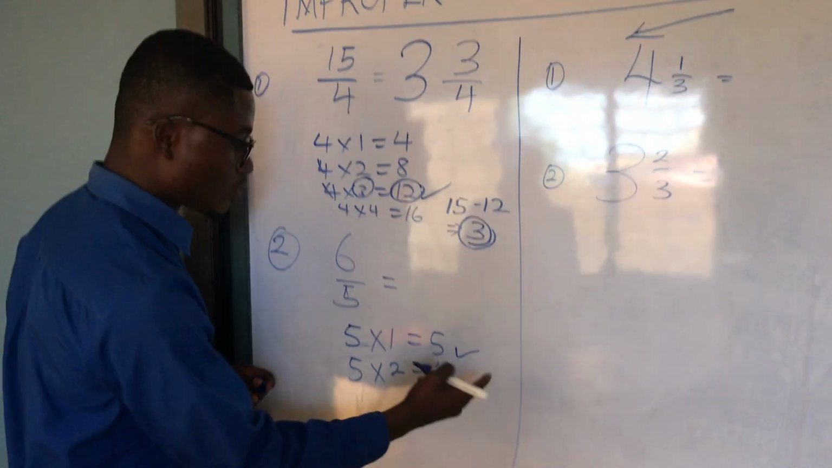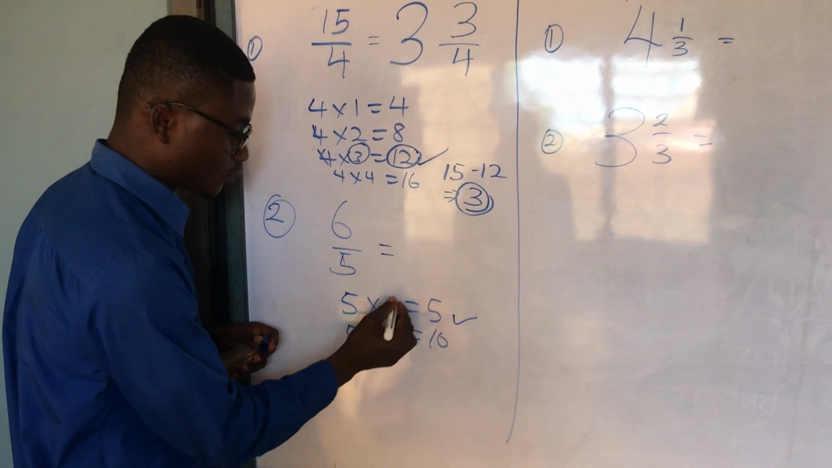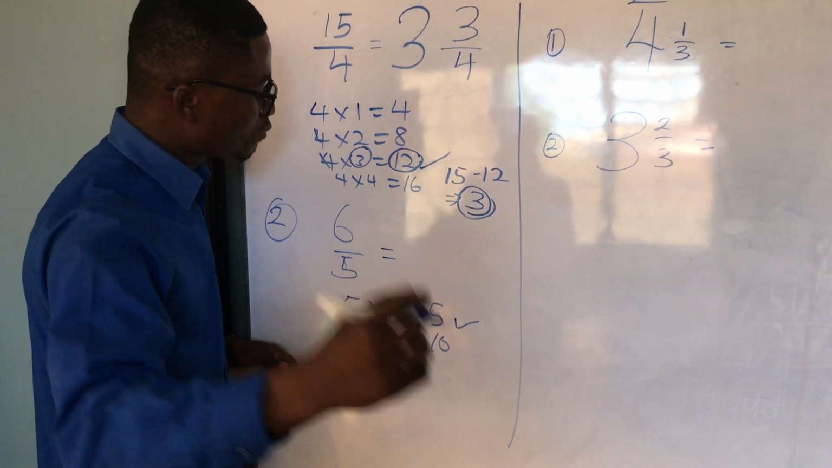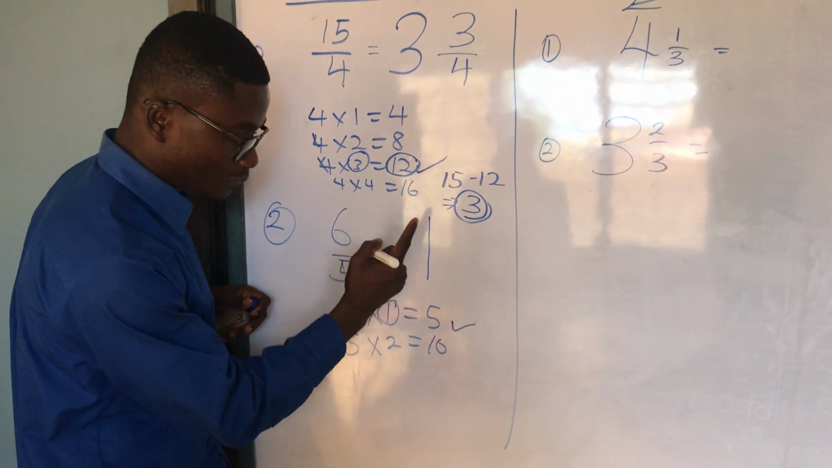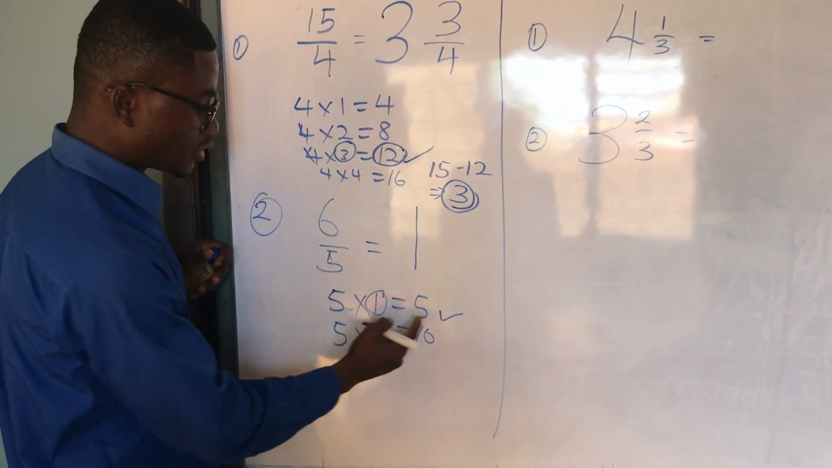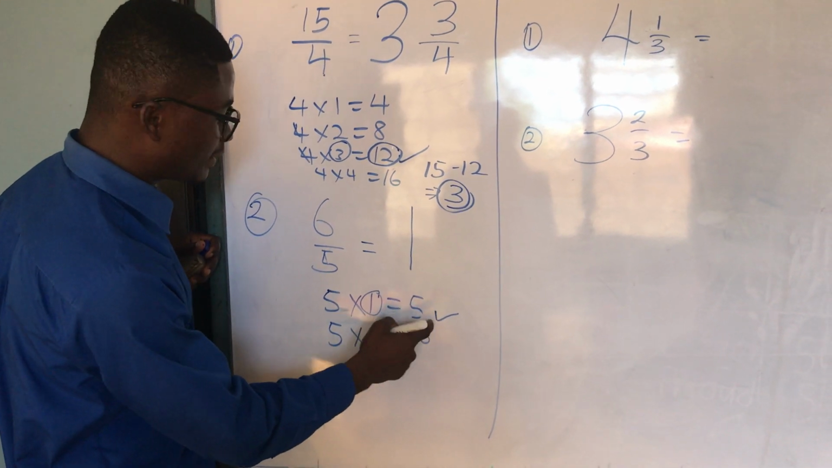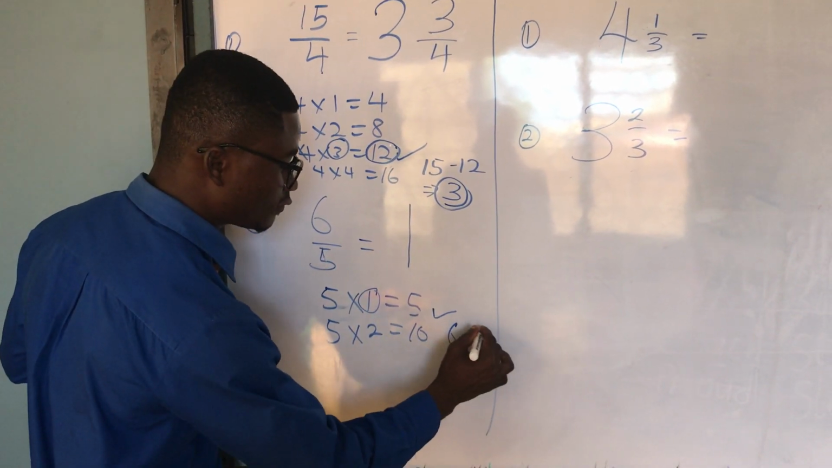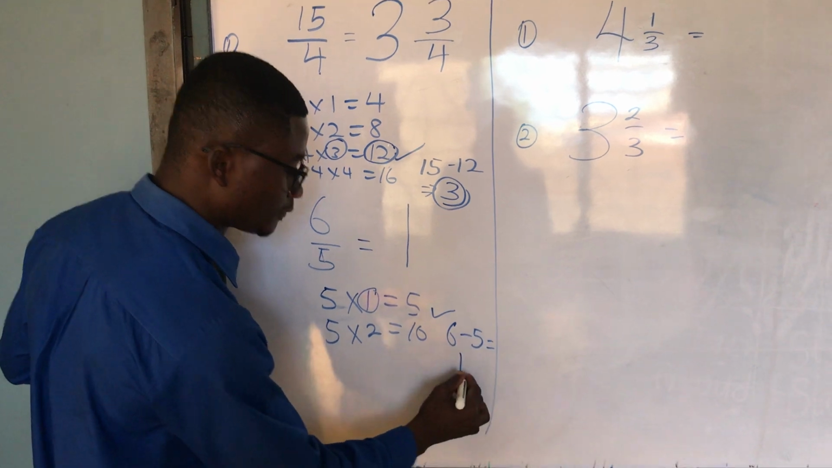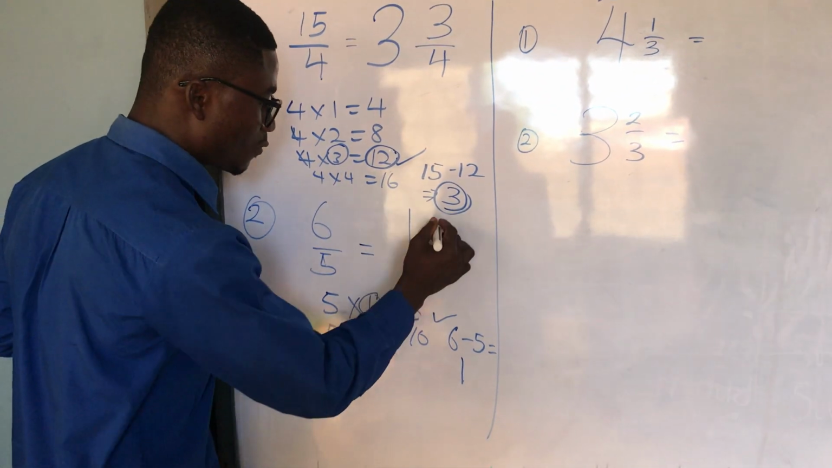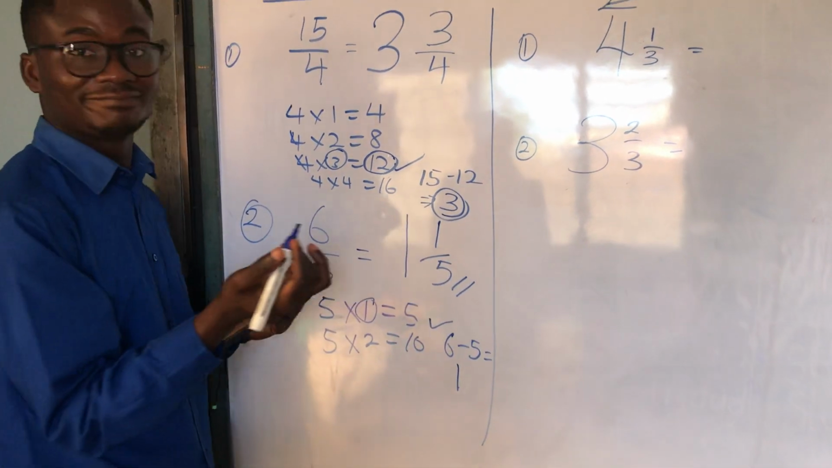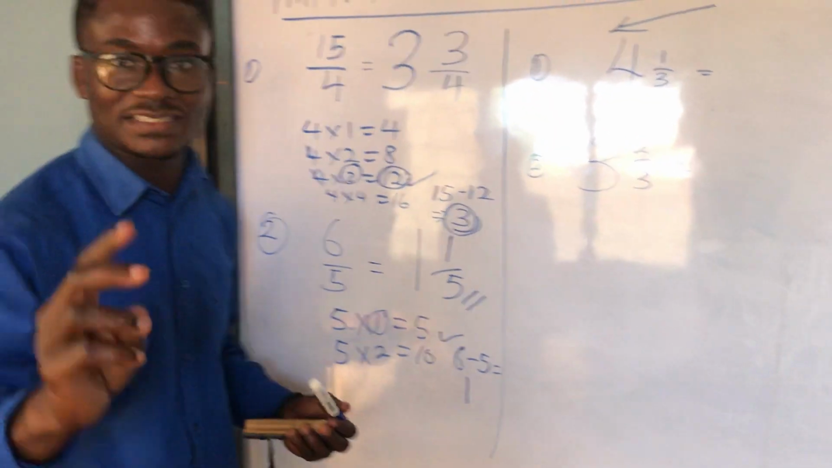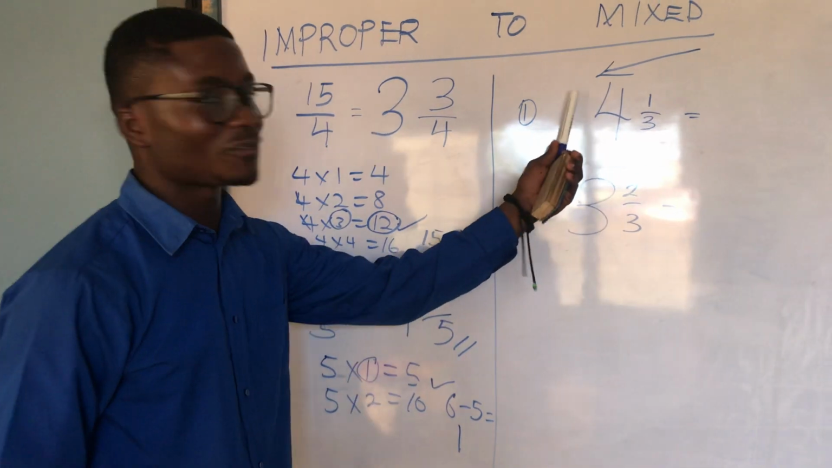So 5 times what gave us this? It is 1. So our whole number is going to be one whole number. That's the whole number. And when we subtract the 5 from the 6, the answer is going to be 6 minus 5, which equals 1. So it's going to be one whole number, 1 over 5. Then we are done. We're good to go. So let's reverse it and see how it is.